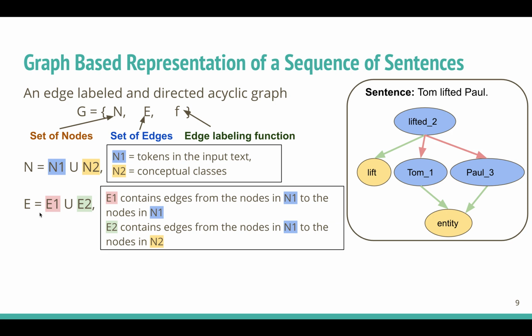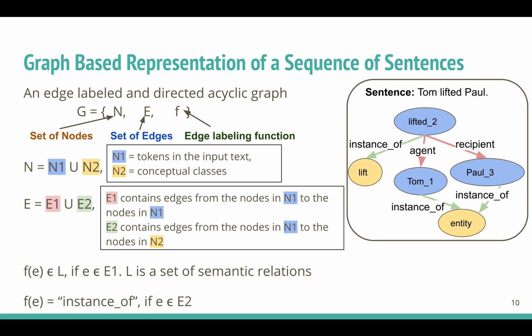Now there are two types of edges in this graphical representation. The first kind are used to connect two token nodes. So E1 here contains edges from the nodes in N1 to the nodes in N1, where N1 represents a set of token nodes. Now E2, the other set of edges, contains edges from the nodes in N1, that is token nodes, to the nodes in N2, that is concept nodes or conceptual class nodes.